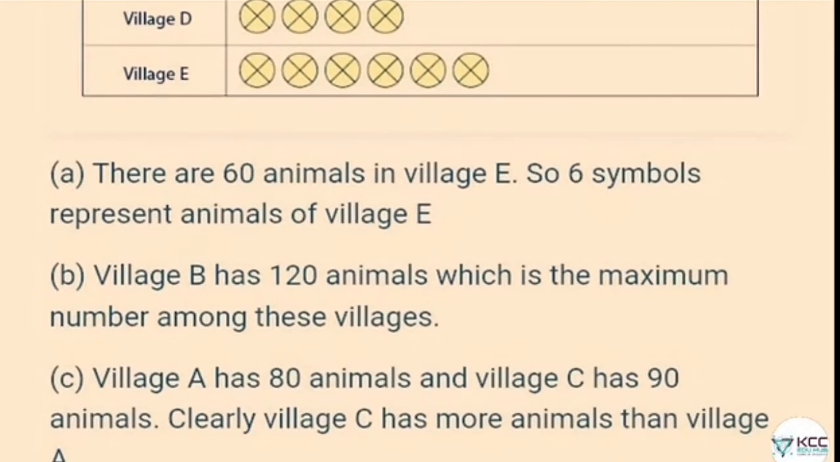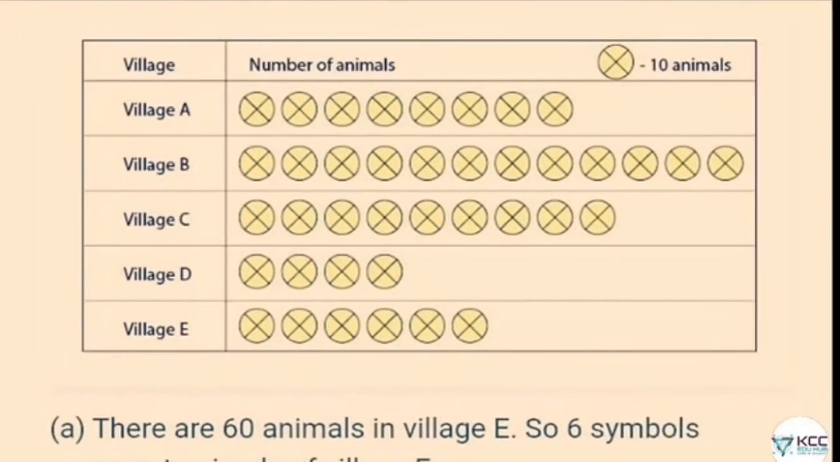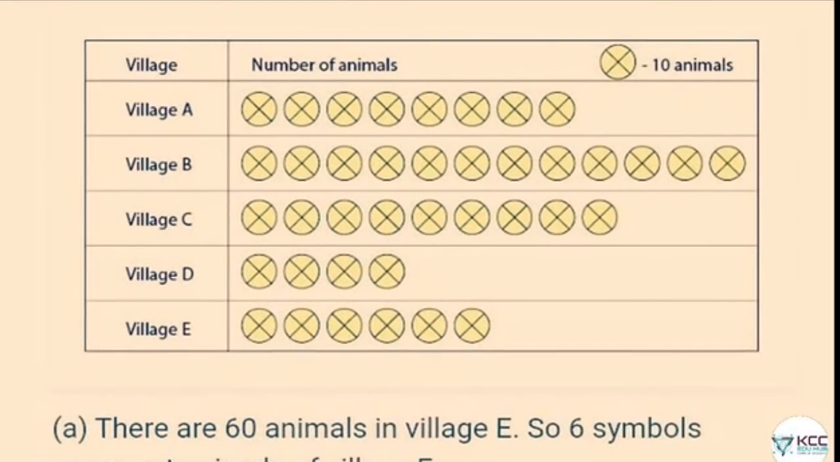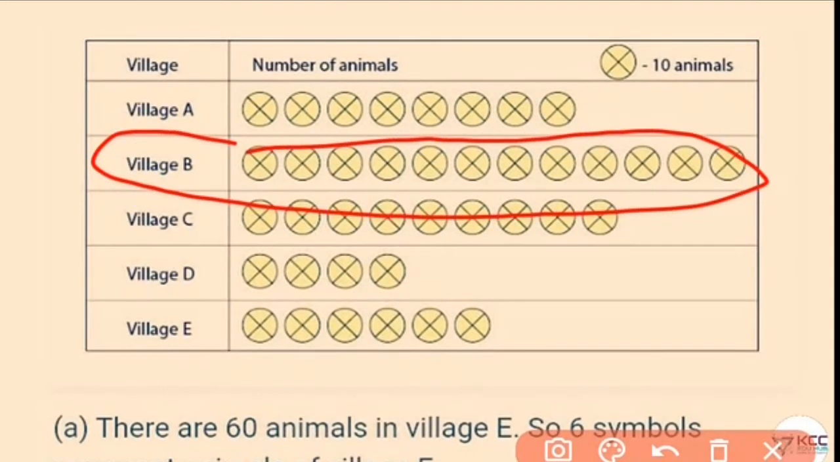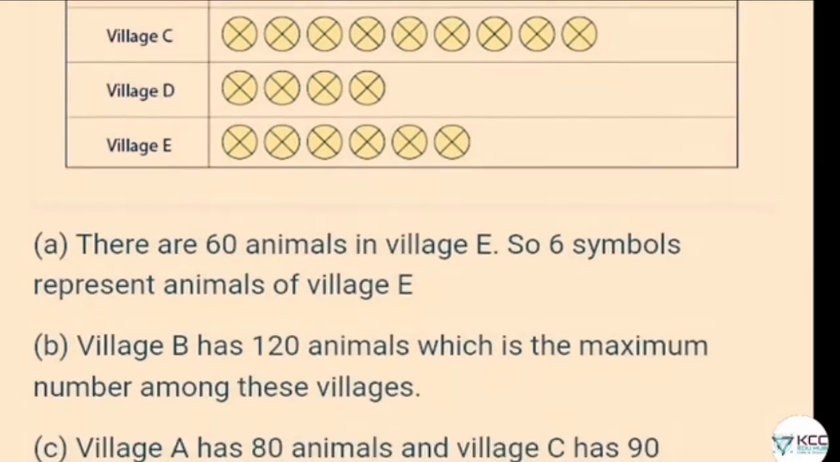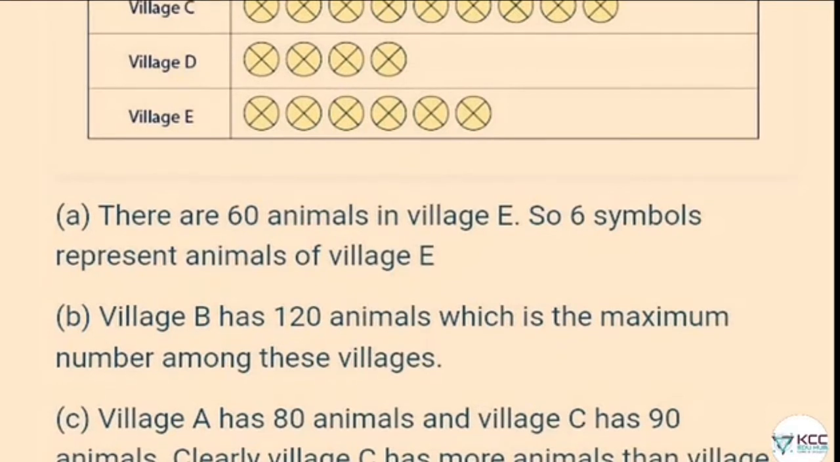Question B is which village has the maximum number of animals? The maximum number of animals are present in village B. How many animals are there? 120 animals are there. So village B has 120 animals, which is the maximum number among these villages.